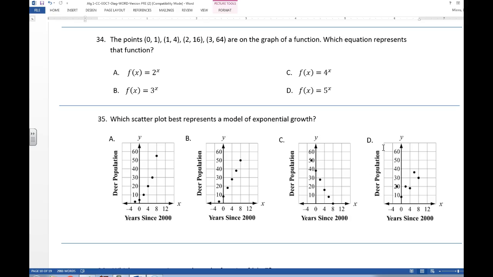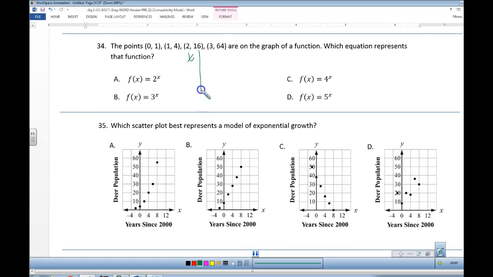If the points (0, 1), (1, 4), (2, 16), (3, 64) are on the graph of a function, which represents that function? It's either 2 to the x power, 3 to the x power, 4 to the x power, or 5 to the x power. I think this is easier if we put it in a little xy table so we can see what's happening. 0, 1, 2, 3. This is 1, 4, 16, 64. So are these going up with powers of 2 or 3 or 4 or 5?